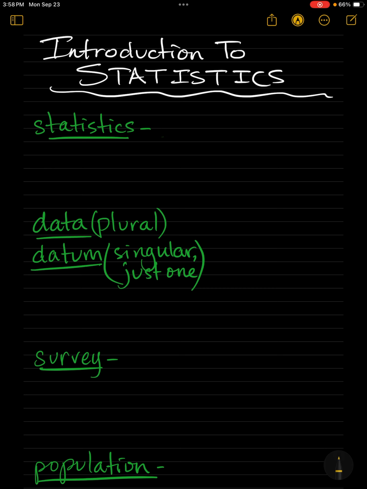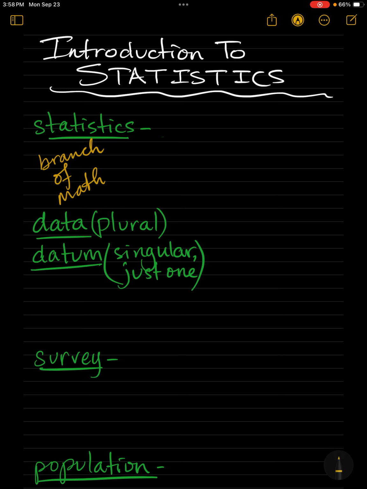Today we're going to have a few vocabulary words and then we'll do a little practice. So first of all, statistics is a branch of math. That's the main thing to know. We're just going to do a brief overview today.